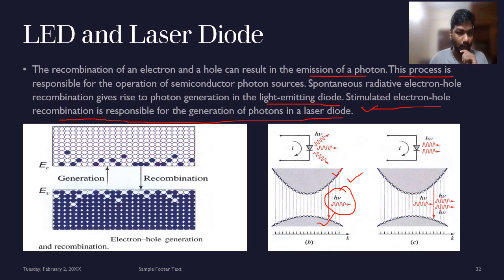When an electron jumps from the conduction band to valence band, that leads to the recombination. And when an electron jumps from the valence band to the conduction band, it leads to generation of an electron and hole pair by adding a photon. When a photon is incident on it, it leads to the generation of an electron and hole pair. It means it excites an electron from valence band to the conduction band.